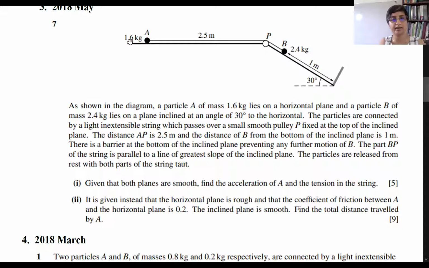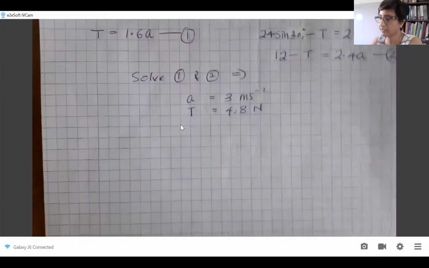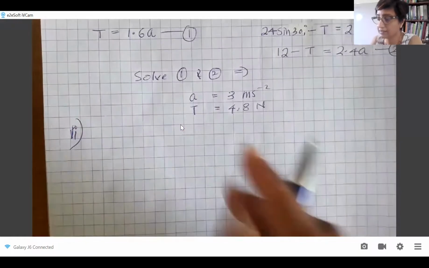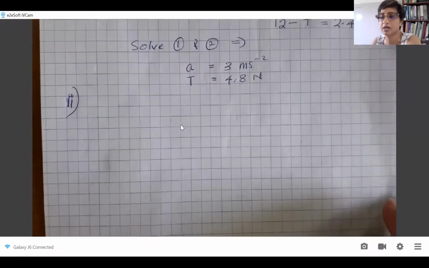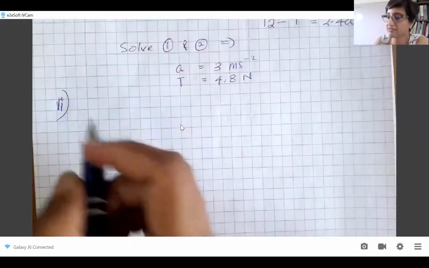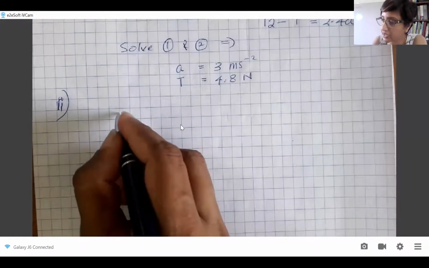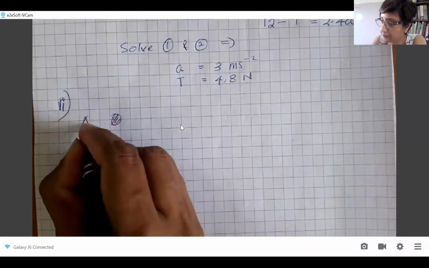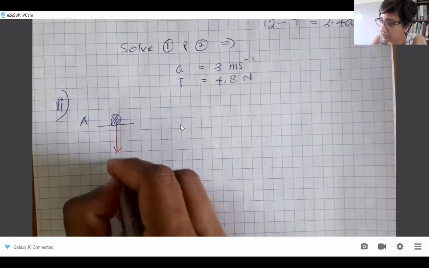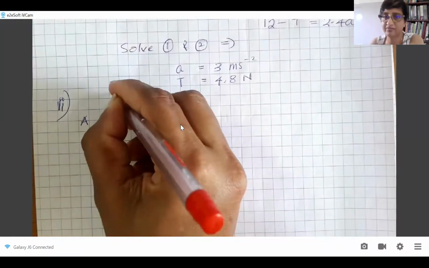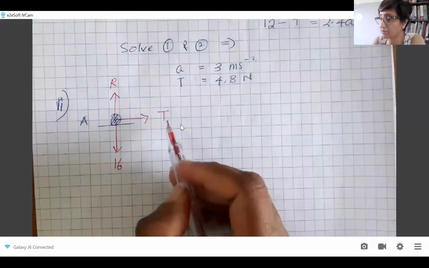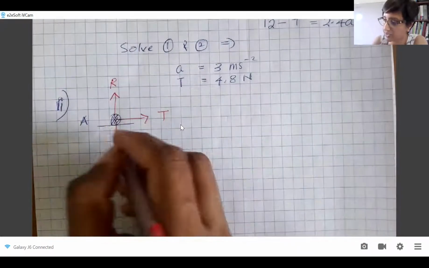I will do A first. Here's part 2. This is how you organize your work clearly, so that anyone can understand what you have done. So I'm redoing a free body force diagram for A. It doesn't take much time, but it's very helpful. You have the 16 that never changed. Weight doesn't change. R is there. I have to mark T. I can't mark it as 4.8. It's now going to be different.